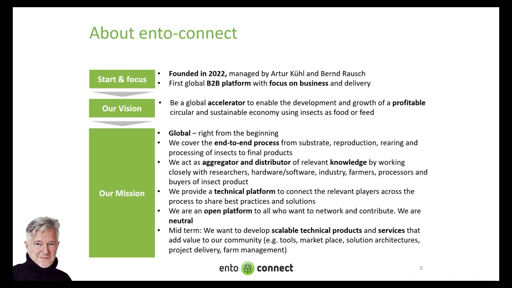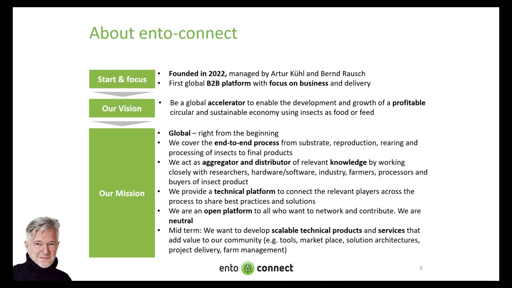So we will be going forward. Another goal would be solution architectures. What do I mean with solution architectures? Instead of reinventing the wheel, it is developing with our partners solutions that you can just plug and play, depending on the size of the farm you have and on the insect species, so you can move forward. So that's basically our mission.